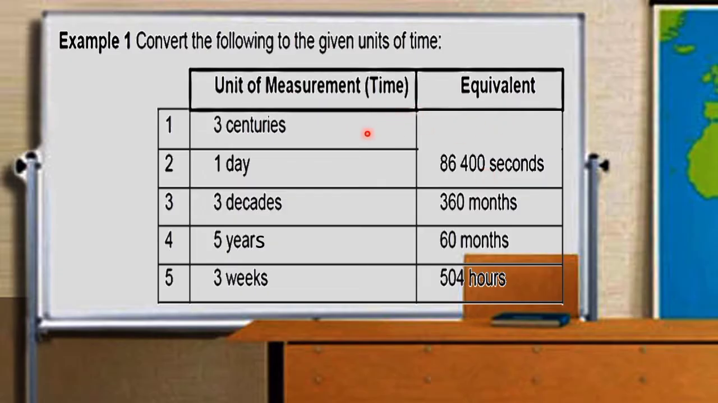Next is 3 centuries. How many years are there in 3 centuries? So we all know that in 1 century, merong 10 decades. And in 1 decade, meron tayong 10 years. So we need to multiply 10 times 10 is equals to 100 years. I-multiply mo siya sa 3 centuries kasi 3 siya. So 100 times 3 equals 300. So 3 centuries, meron tayong 300 years.